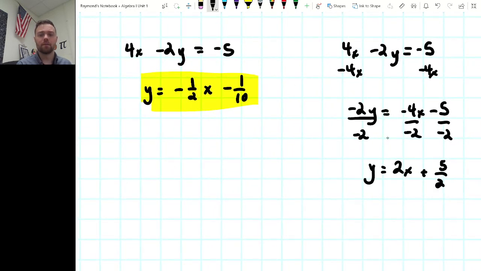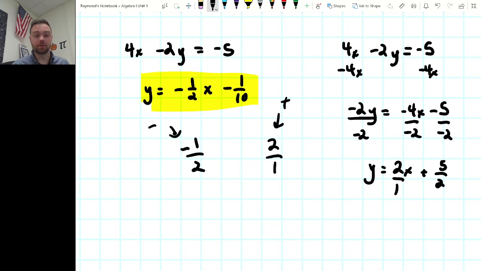And if you take a look here, this first slope is negative 1/2. This second slope, if I write it as a fraction, is 2 over 1. So if you take a look, the number that's in the numerator over here is in the denominator of the second line, and the number that's in the denominator of the first line is in the numerator of the second line. And this one's positive and this one's negative. So they are opposite reciprocals.